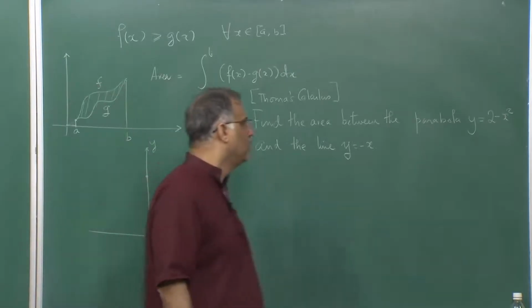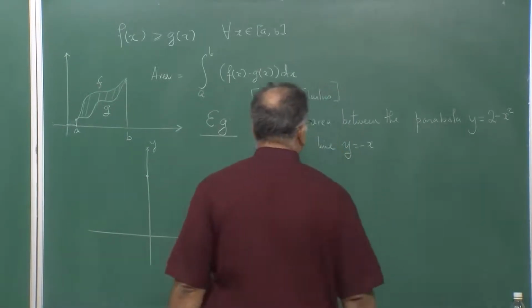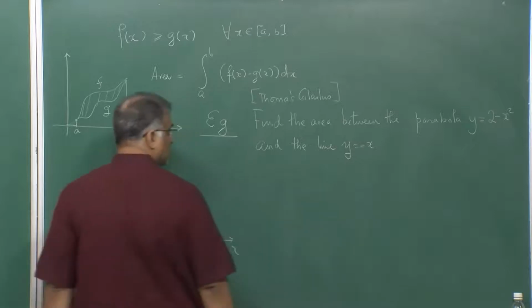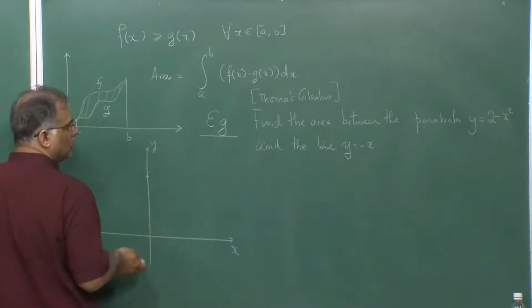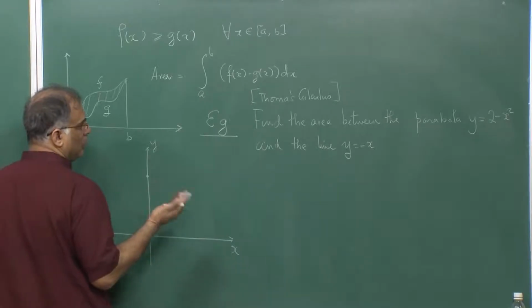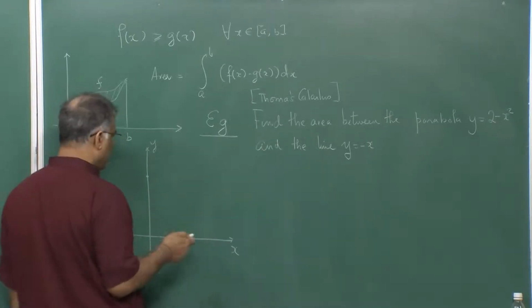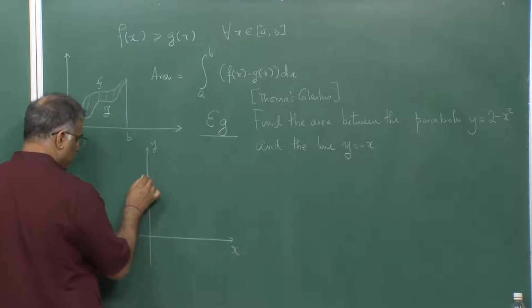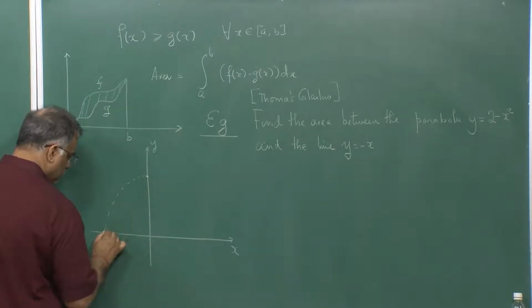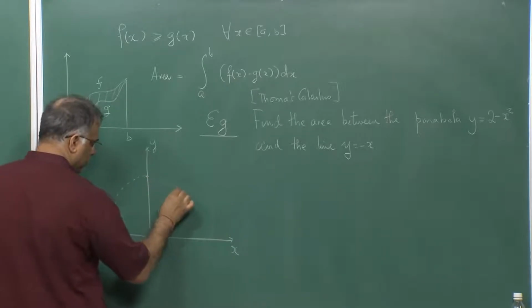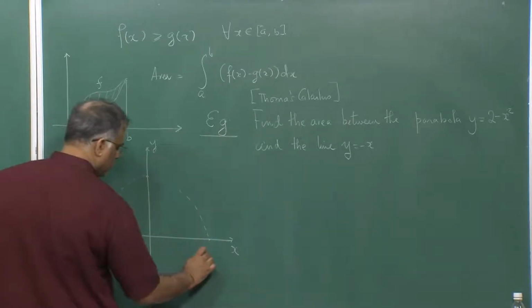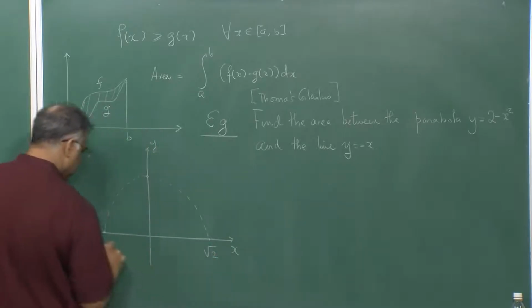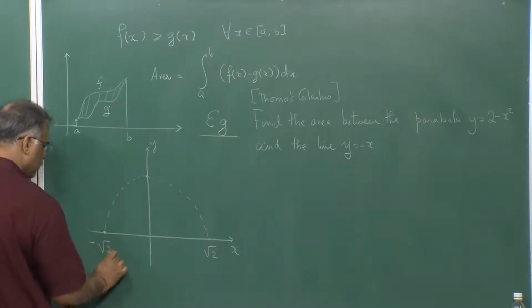And when y is 0, x is root over 2. Then y is 0 and x square is 2. So, x is plus minus root over 2. I am just drawing it. It need not be the exact root 2. Okay.